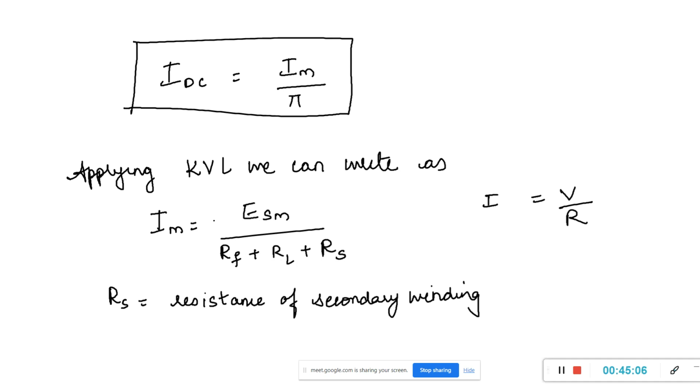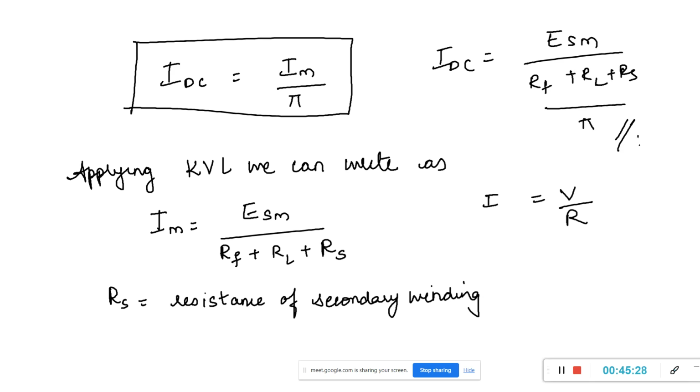So this is the equation for Im. You can substitute it in IDC. IDC is equal to Im by pi, so you can substitute this equation and write it. So IDC can also be written as ESM divided by RF plus RL plus RS, divided by pi. So this IDC can be written as Im divided by pi, where Im is equal to V by R, ESM divided by RF plus RL plus RS. So IDC is equal to Im by pi.